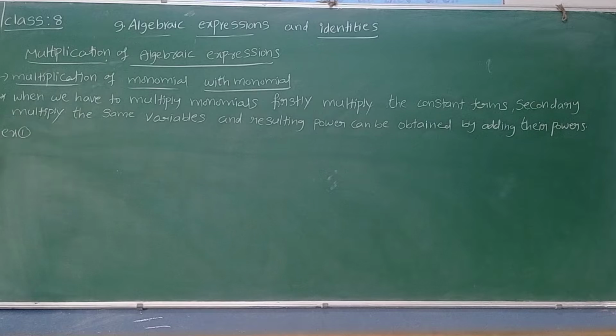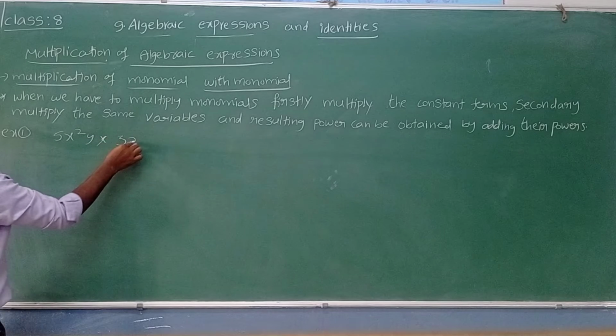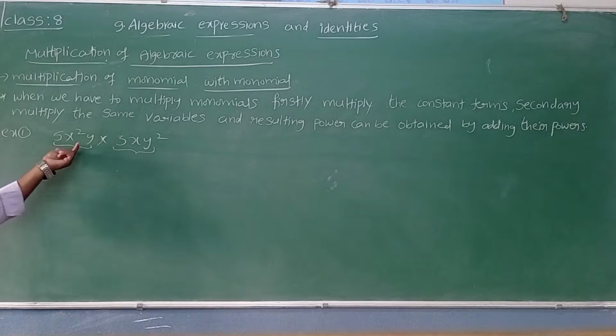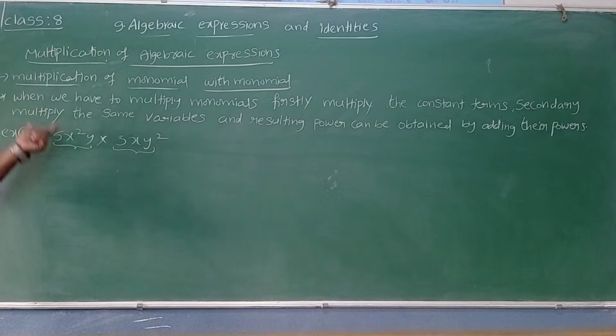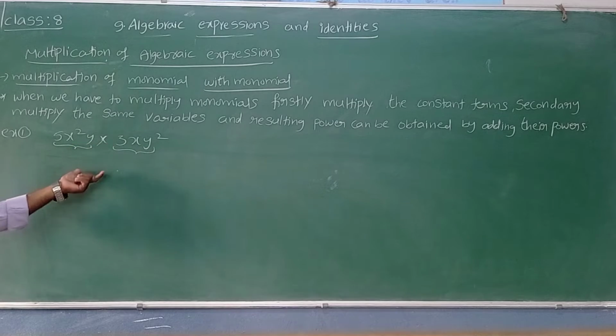Take one example over here: 5x square y into 3x y square. This is one monomial, and this also is one monomial. We have to multiply monomial with monomial. See here, we have some conditions. By following them, let's multiply these both monomials.